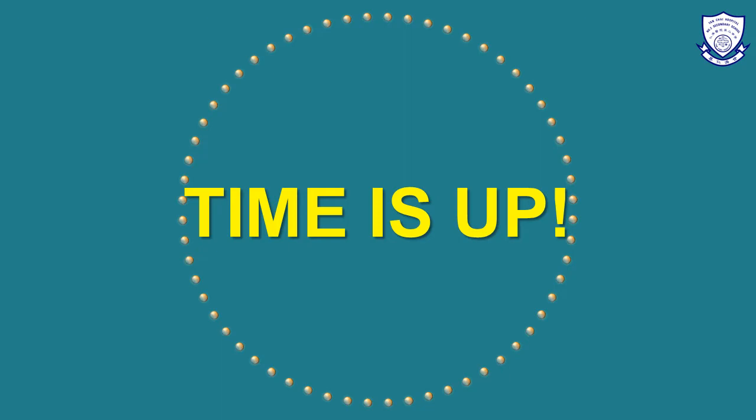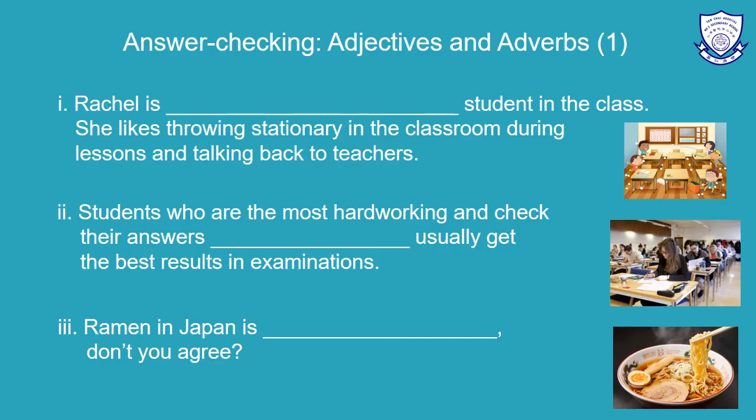Time is up. Let's take a look at the answers. Sentence number 1. Rachel is the naughtiest student in the class. She likes throwing stationery in the classroom during lessons and talking back to teachers. Sentence number 2. Students who are the most hardworking and check their answers most carefully usually get the best results in examinations. Sentence number 3.